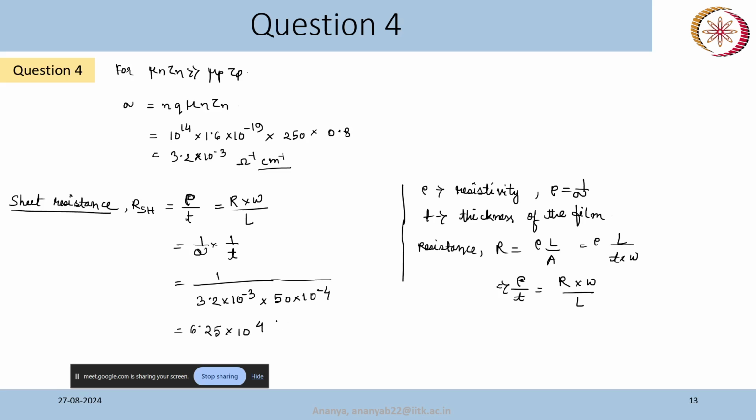The unit of sheet resistance is denoted as ohm per square. Okay, this is the unit of sheet resistance. So the value is 6.25 into 10 to the power 4 ohm per square. I hope this calculation is clear. If you have any doubt, you can ask.